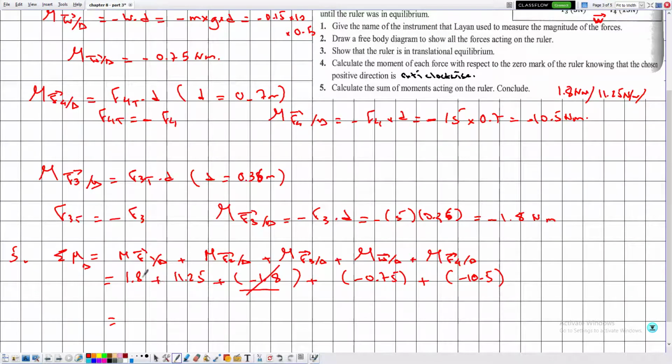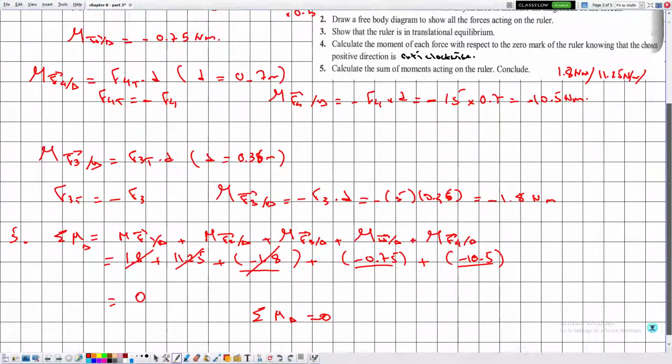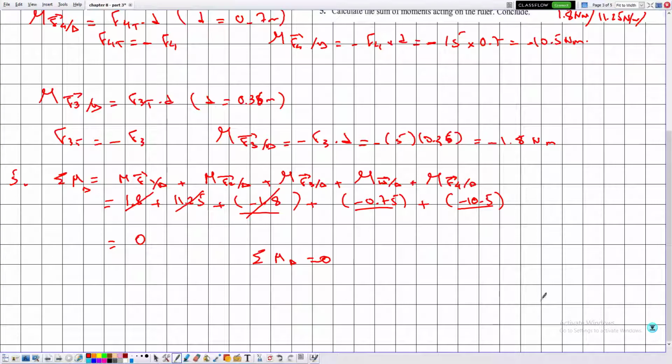So this will cancel out with this. This with this will give us minus 11.25. With this, it will be 0. So in this case, the sum of moments around delta is equal to 0. What is the conclusion? The conclusion is the ruler is under rotational equilibrium.